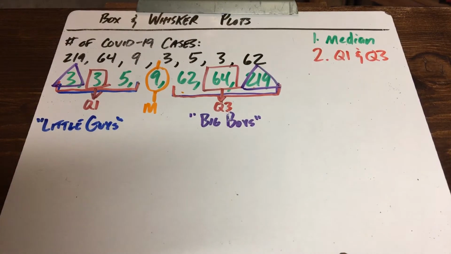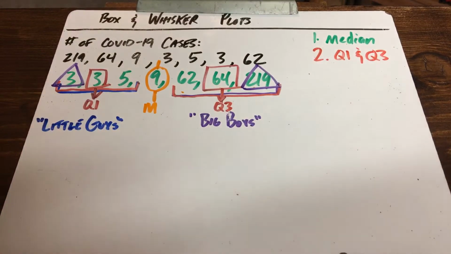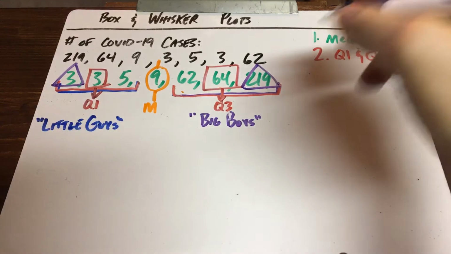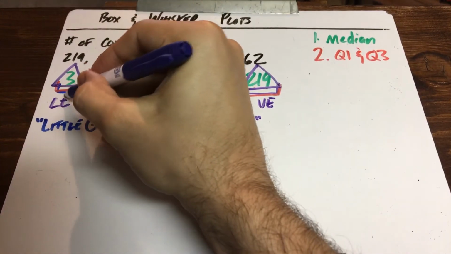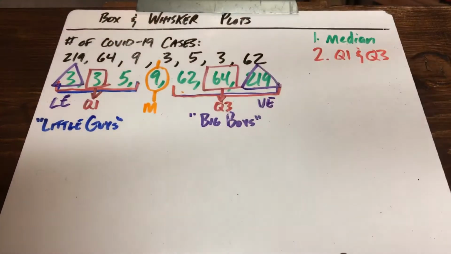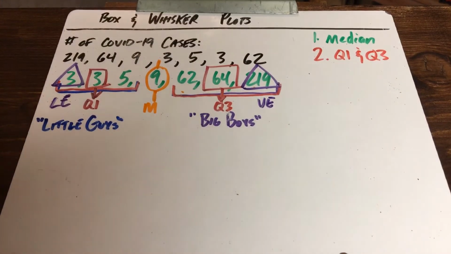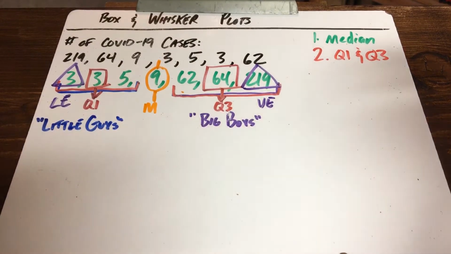Okay, so we have our 5 numbers. There they are. I've got triangles around the 2 extremes. This is sometimes called the upper extreme, and this is called the lower extreme. We've got boxes around, or rectangles around the quartiles, and I have a circle around the median. So I have my 5 numbers.